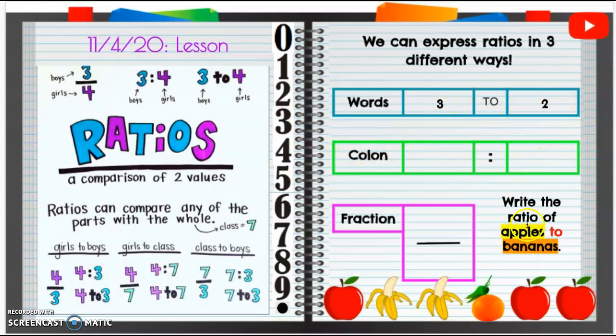Now, the colon version. Same numbers, same order here. Apples, bananas. We just have a colon. And you can read it as "to". So we have 3 apples to 2 bananas.